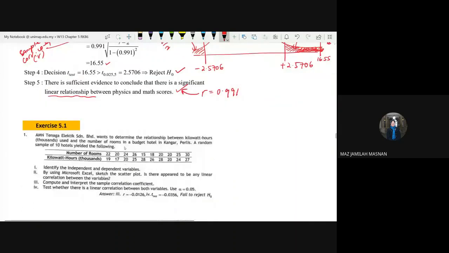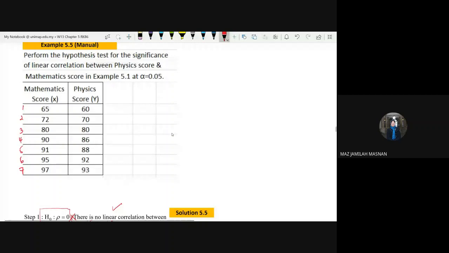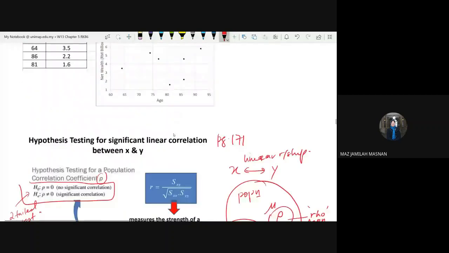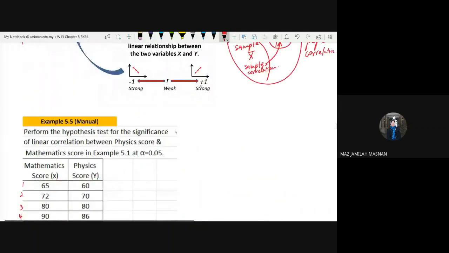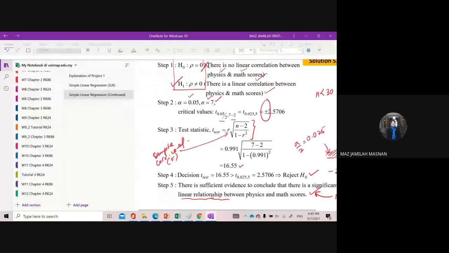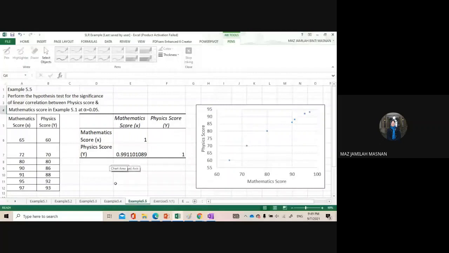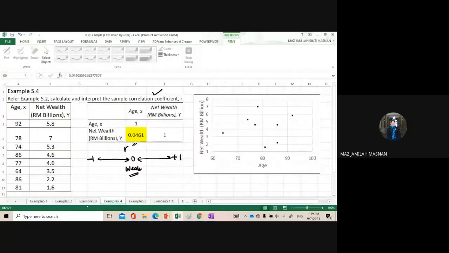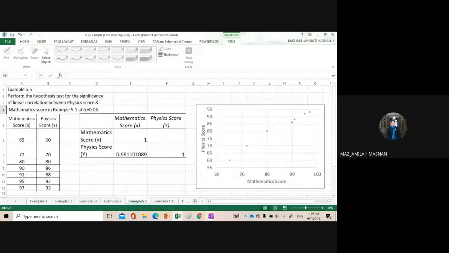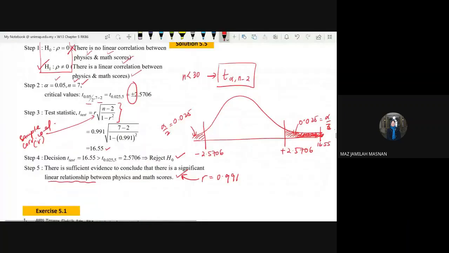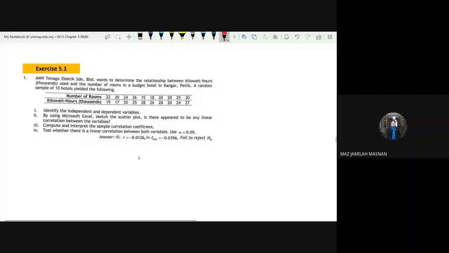Okay, now let us look at the exercise. I purposely did not do 5.2 just now. Let me check, do I have it in my Excel? It's 5.4, I didn't do it. Okay, it's okay. Let us look at the exercise that you have on page 173.